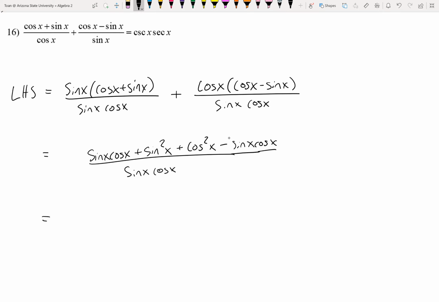And then from here, we should notice that these guys cancel, one's positive, one negative, and we're left with sine squared plus cosine squared, which, according to the Pythagorean identity, is just a 1.